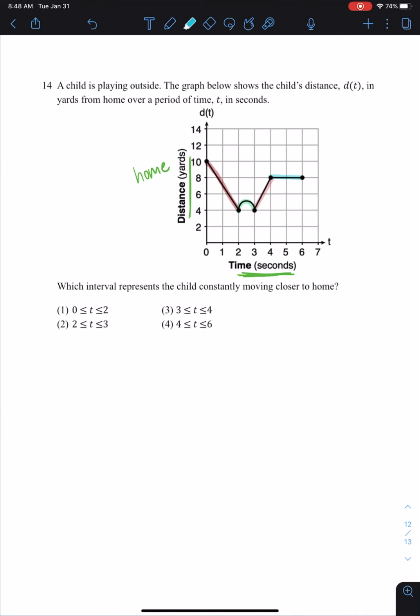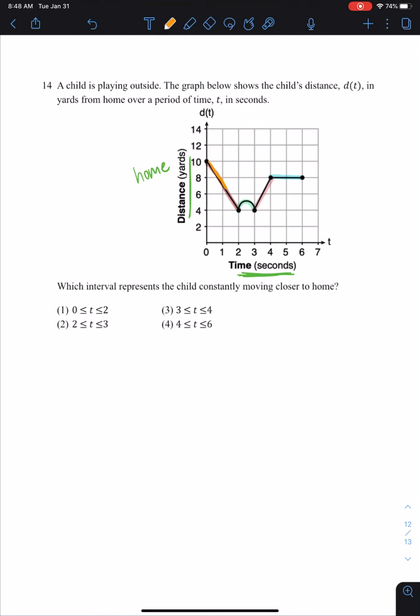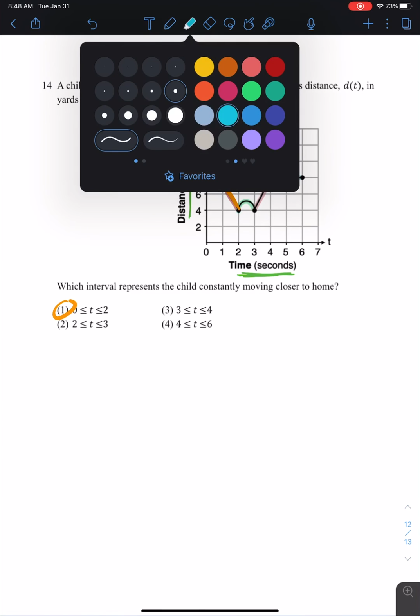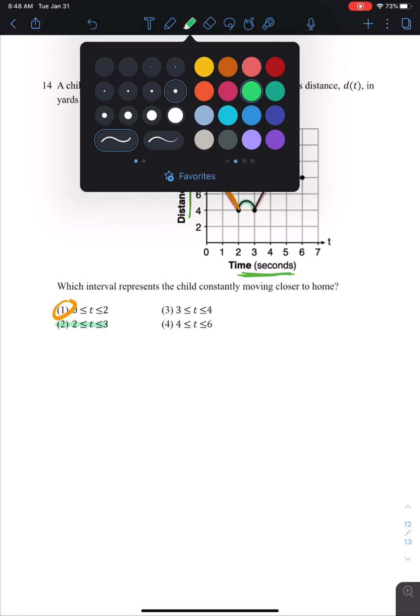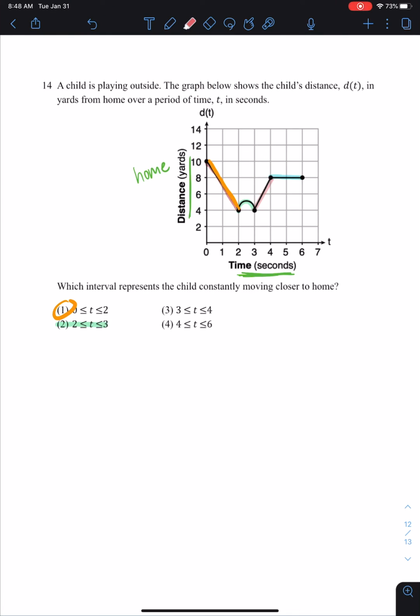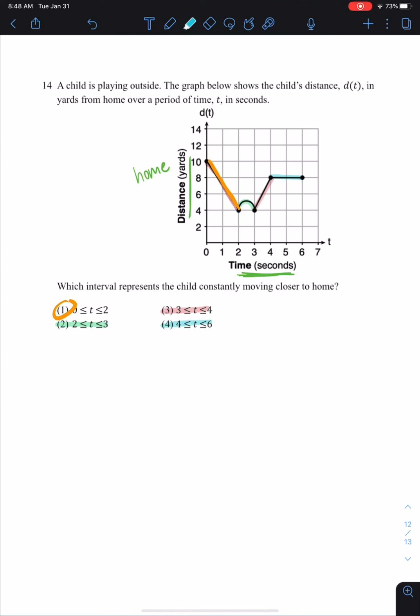So the interval in which the child is constantly moving toward home is this interval here, from 0 to 2 seconds. And here we'll see that our answer is option 1. If we look, though, all of these other choices are kind of what we interpreted. So 2 is what we have in green, 3 to 4 is what we have in pink, and 4 to 6 is what we have in blue. So we'll see that option 1 is the correct answer.